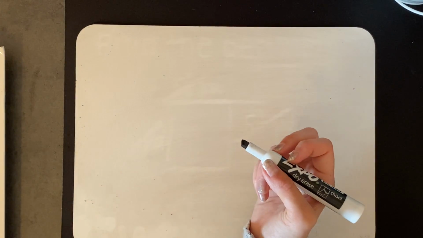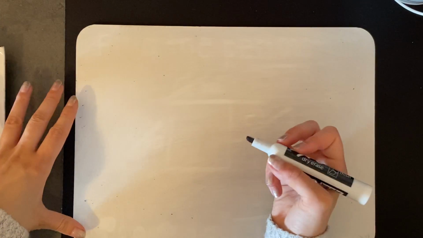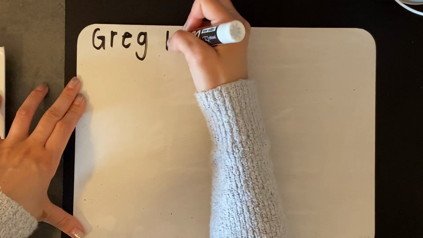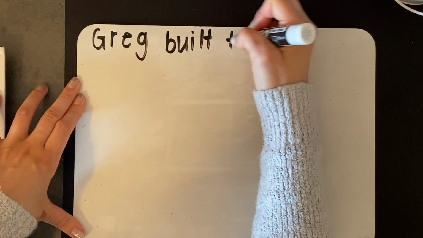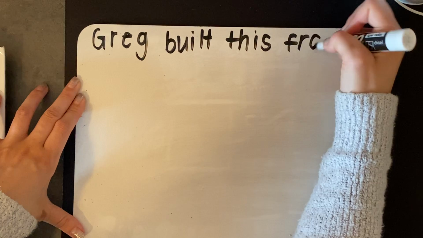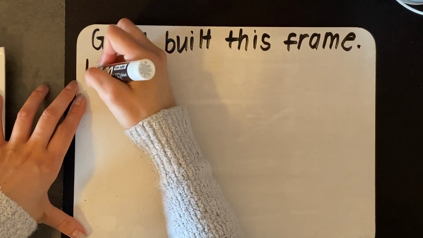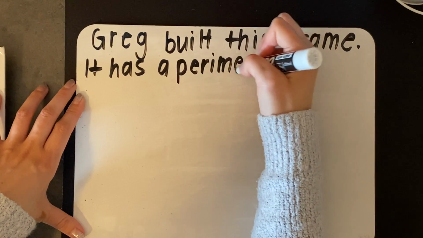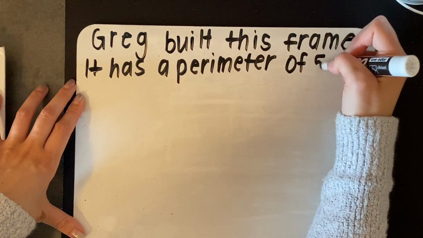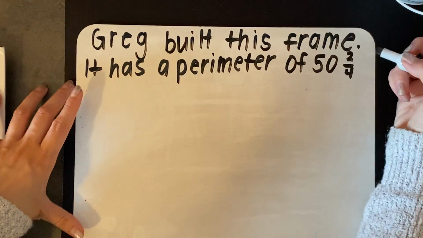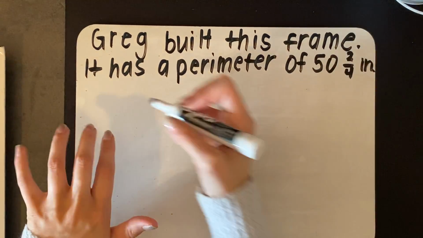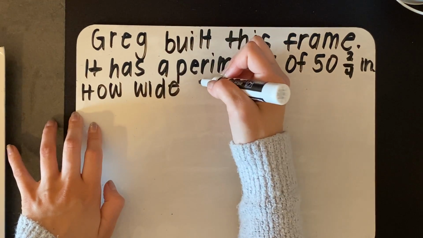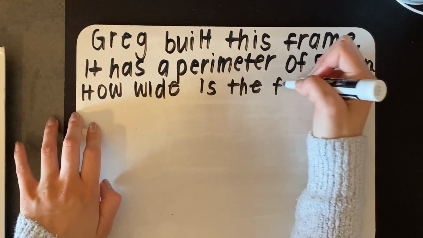There's also going to be a word problem today that asks you to look at a picture frame. So it's going to say something similar to this. Greg built this frame. It has a perimeter of 50 2/4 inches. How wide is the frame?